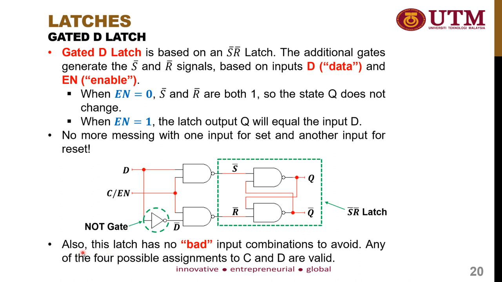So this gated D latch has no bad input combinations to avoid. So any of the four possible assignments of C and D are valid. So it means that this gated D latch has solved the problem of the instability of the conventional SR latch, where the active high SR latch becomes unstable when we assign the value of 1, 1. And for the active low input SR latch, when we assign the value of 0, 0, the output will become unstable. So this type of latch, the gated D latch, has solved those problems.